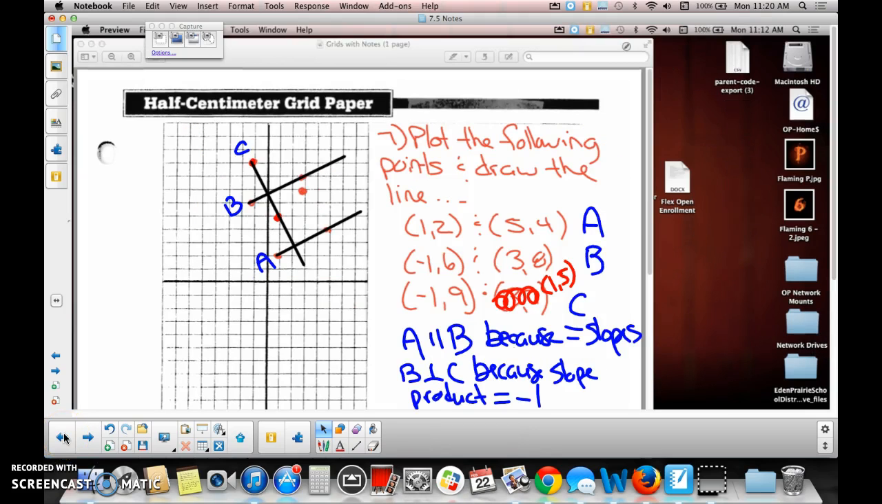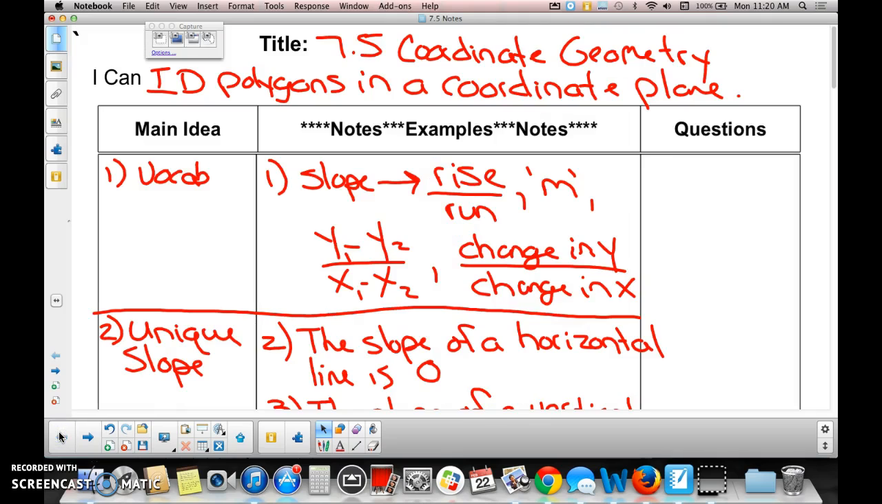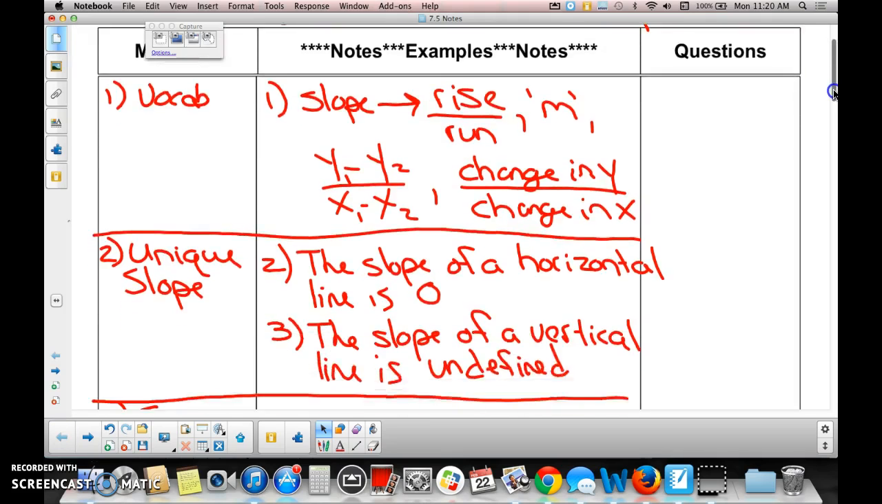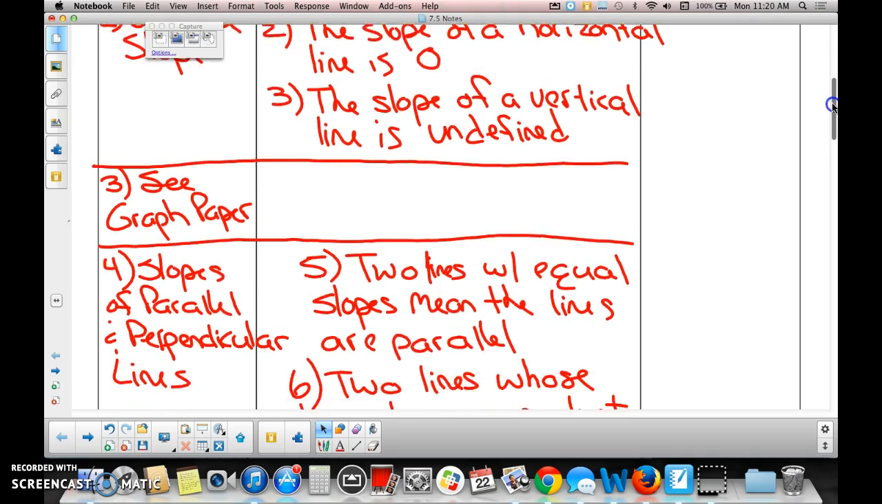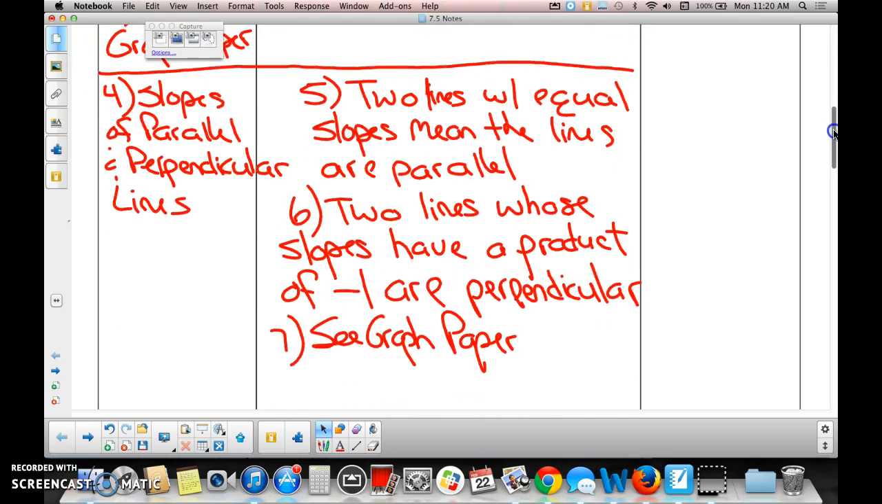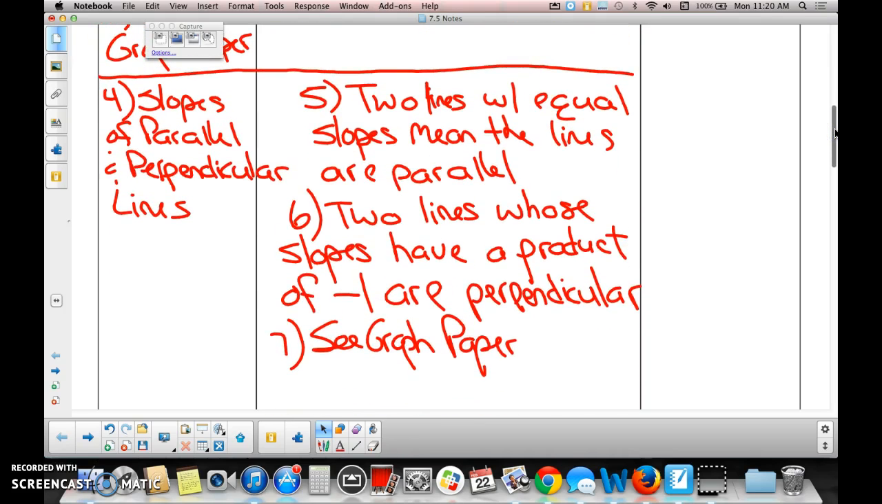Okay, and then could somebody help explain what is so unique about the slope of parallel lines? What is so unique about the slope of parallel lines, Bennett? Two lines with equal slopes and the lines are parallel. So what's unique about parallel lines is their slopes are the exact same, right? So two lines with the exact same slopes are parallel. Matthew, can you explain what's unique about perpendicular lines? Two lines whose slopes have a product of -1 are perpendicular lines.